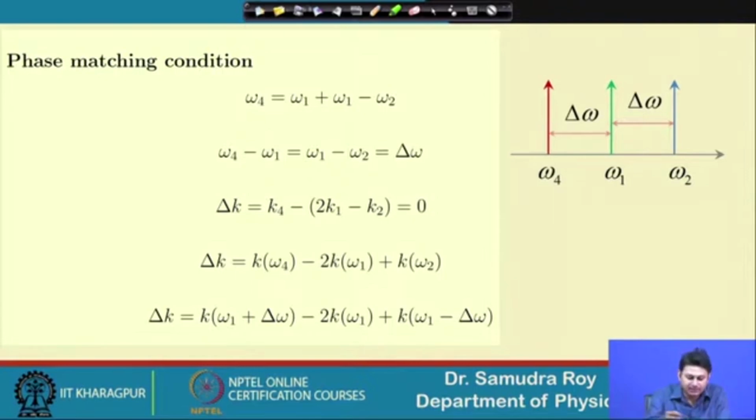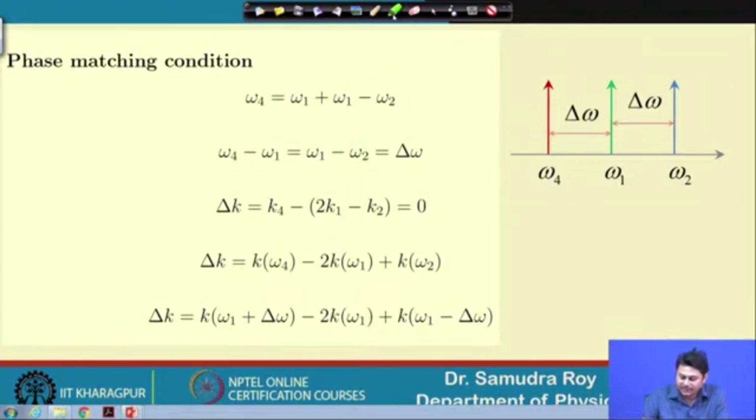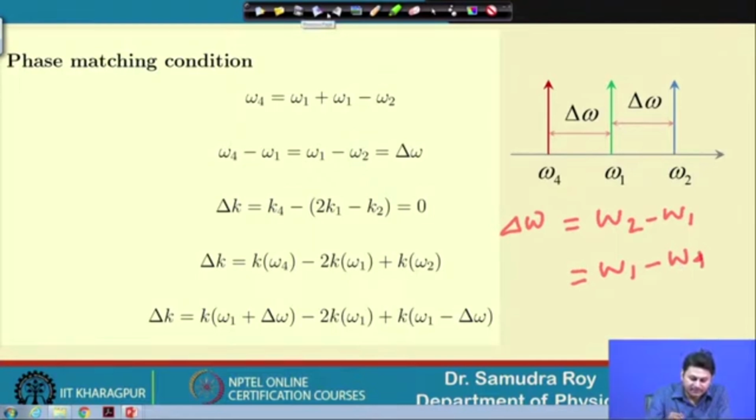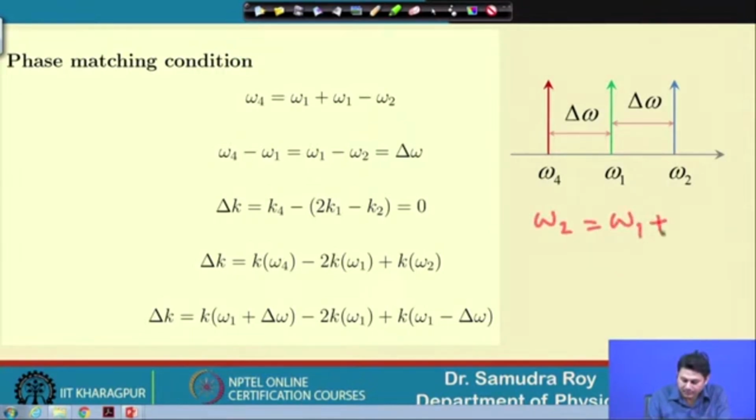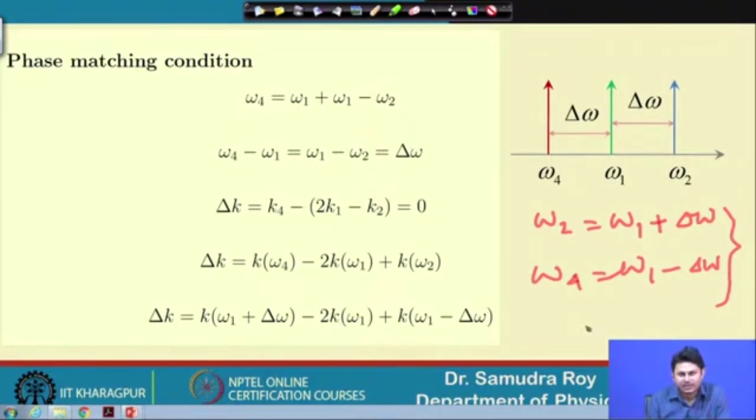Here we have an additional piece of information, that is, the difference omega 2 minus omega 1 is equal to delta omega, which is equal to the difference between omega 1 minus omega 4. So, these differences are the same. That means all the frequencies I can write in terms of omega 1 and delta omega. So, omega 2 I can write as omega 1 plus delta omega, and omega 4 I can write as omega 1 minus delta omega. In this way I can write the frequencies omega 2 and omega 4 in terms of omega 1 and the related frequency difference, which is delta omega.